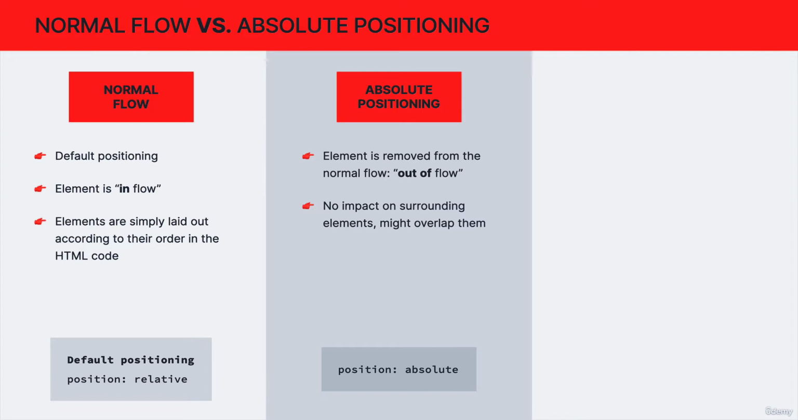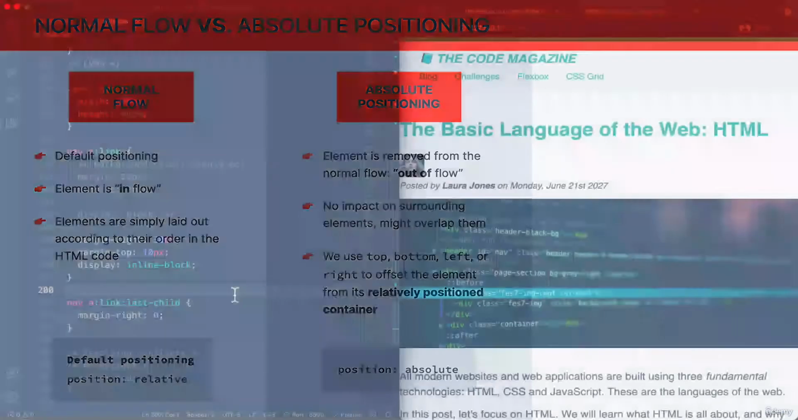Now, in order to actually position the element that is absolutely positioned, we can use the top, bottom, left, or right properties. And that positioning is going to happen in relation to a relatively positioned container. Now, I know that this sounds kind of confusing, and so let's actually see this happening in practice.